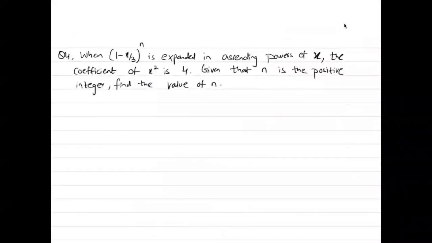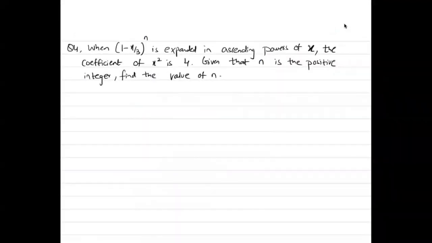Moving on. When (1 - x/3)^n is expanded in the ascending powers of x, the coefficient of x squared is 4. Given that n is a positive integer, find the value of n. What is the difference between this question and the question that we have done so far? The before one asks us to find the coefficient of x. They've given us the coefficient, and the value of n is unknown.